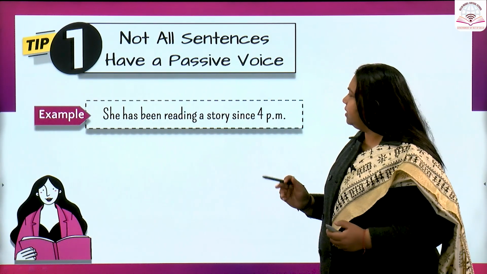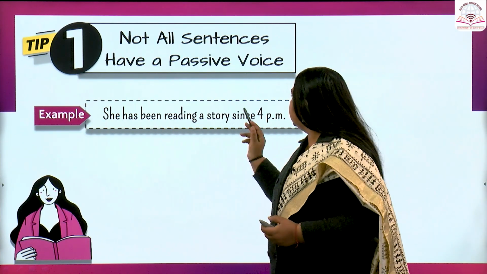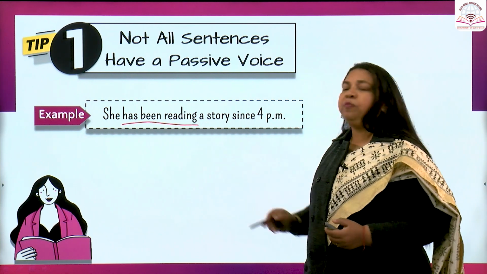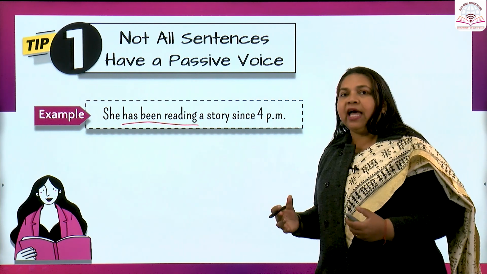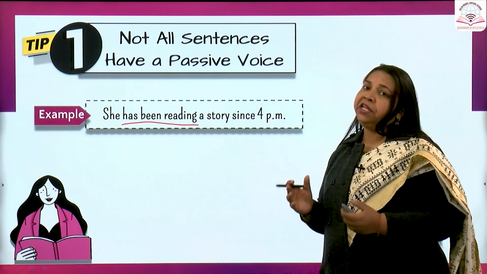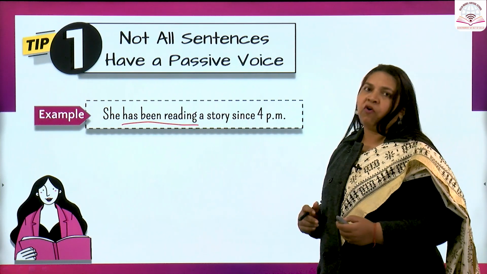Let's look at an example. She has been reading a story since 4 p.m. So now, has been reading. It tells that this sentence is in present perfect continuous tense. So it will not have a passive form.